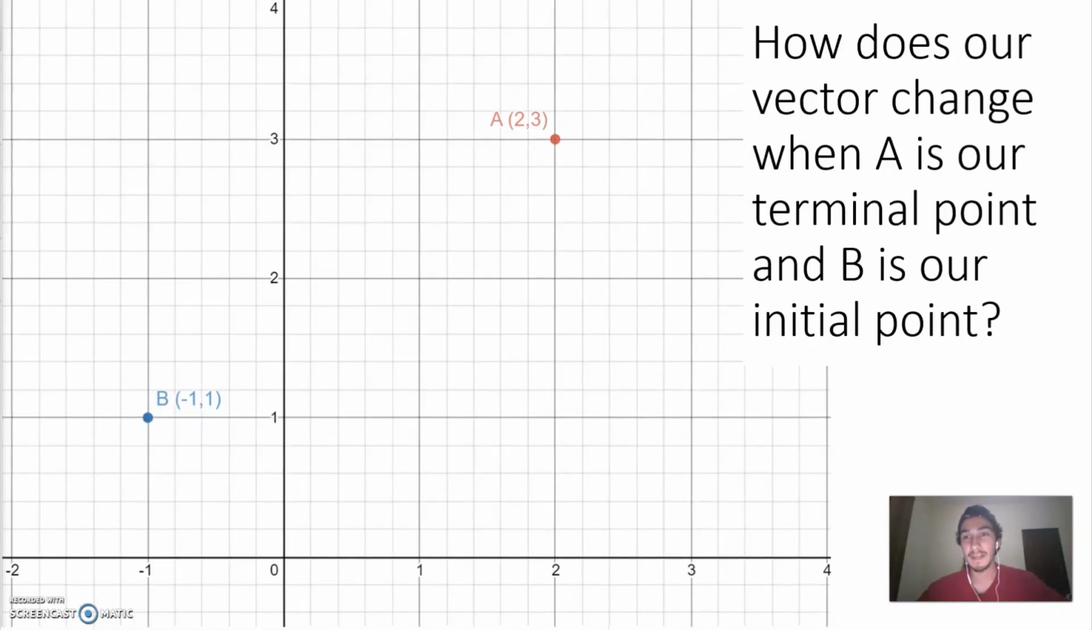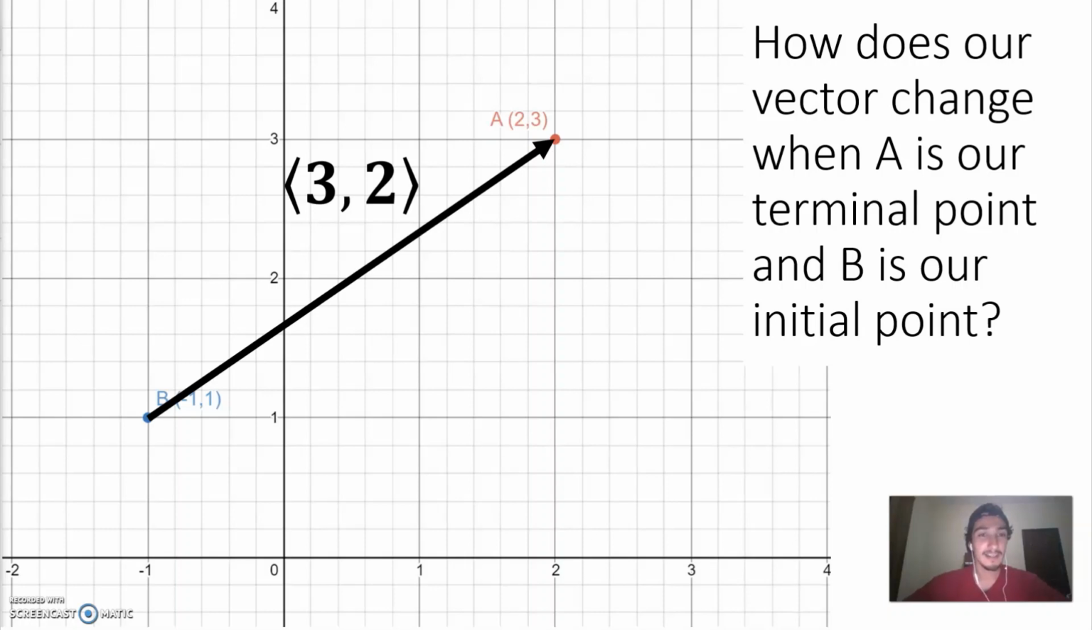Now, how would our vector change when A is our terminal point and B is our initial point? Take a minute, try to solve this yourself. All right, so hopefully you've taken the time to do so. So now let's check. So we'll notice that when the direction changes, so do our signs. And that's because when we're traveling in the positive x direction, x will be positive, and when we're traveling in the positive y direction, y is going to be positive. And the same is true for the inverse.